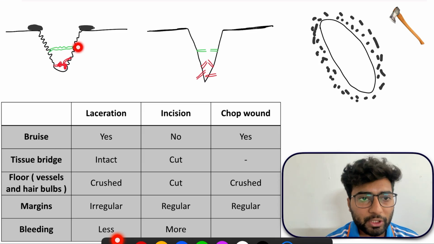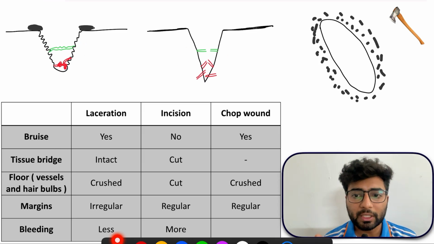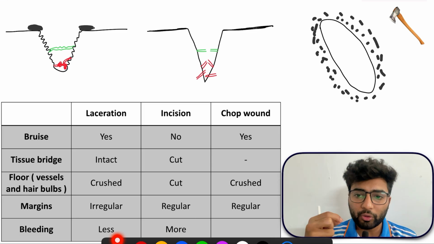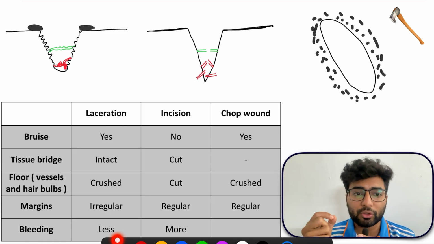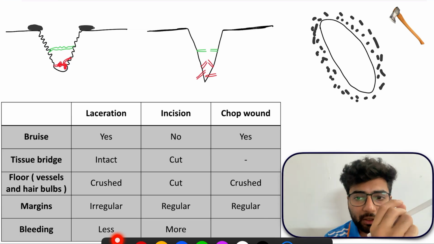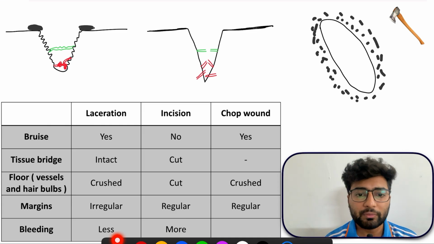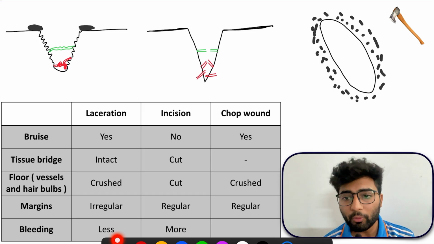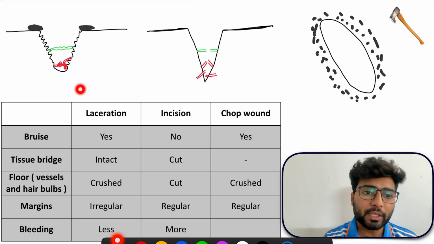Second is, these are the tissue bridges, the connective tissue, etc. A sharp weapon in incision will cut them, while in laceration the tissue bridges are intact, because the rod will just crush them, or they will stretch and come back to the normal size, but will not get cut because the weapon is not sharp. Second, floor and blood vessels. See, the blood vessels in the floor are crushed, but here they are cut. So this will have more bleeding and laceration will have less bleeding. Margins, you can see these are irregular margins, whereas these are regular clean cut margins. Now this chop wound is a mixture of incision and laceration.